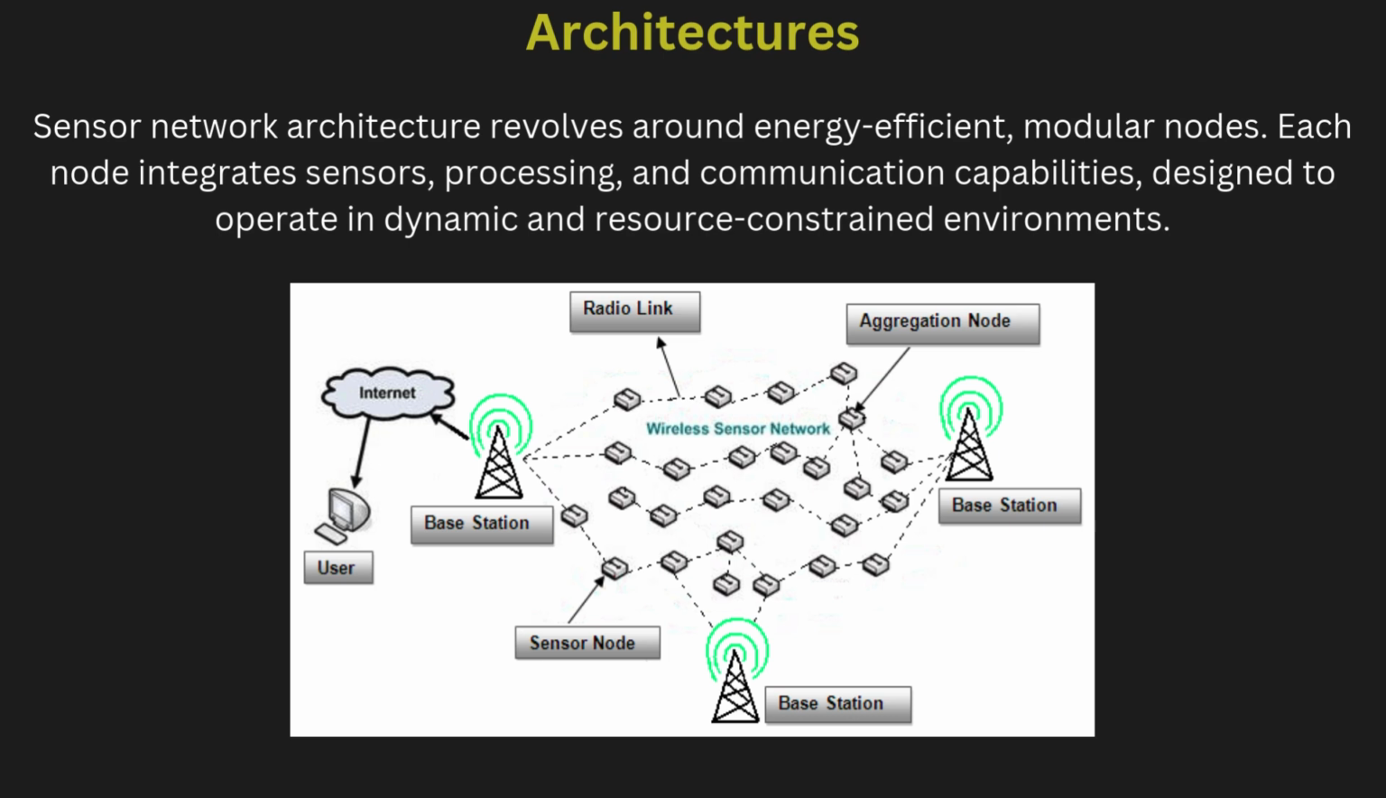Real world examples of sensor nodes include the Berkeley motes, which integrate sensing and communication. Sensor nodes are deployed in environments ranging from forests to urban areas. This architecture emphasizes modularity and adaptability, making them suitable for dynamic and large scale networks.